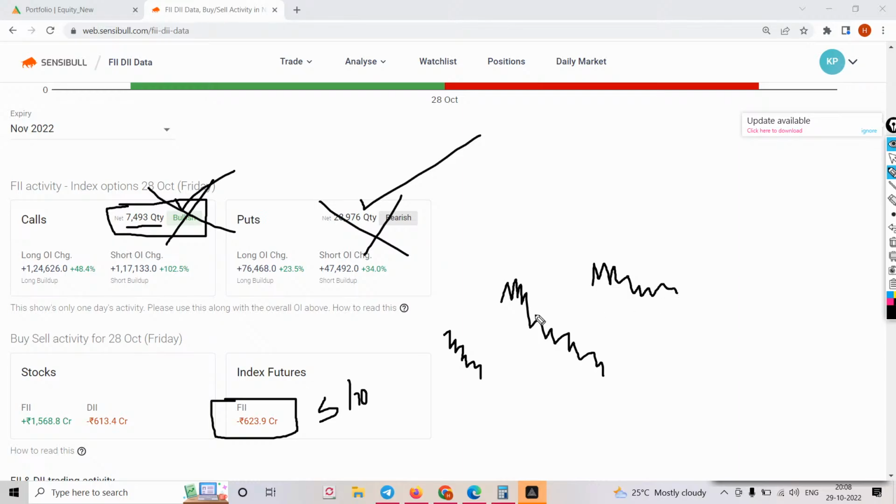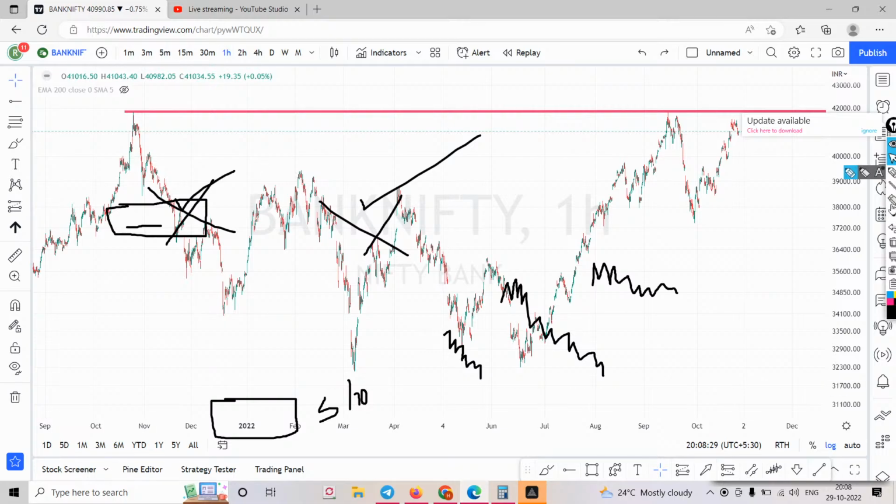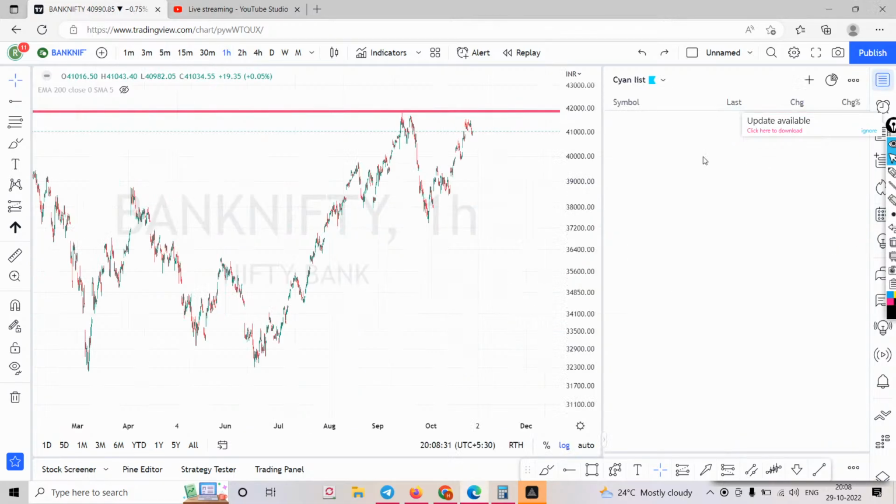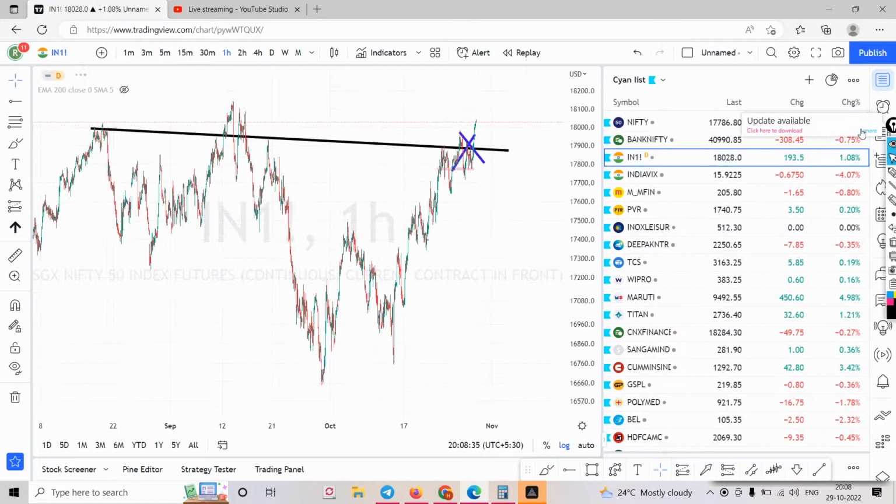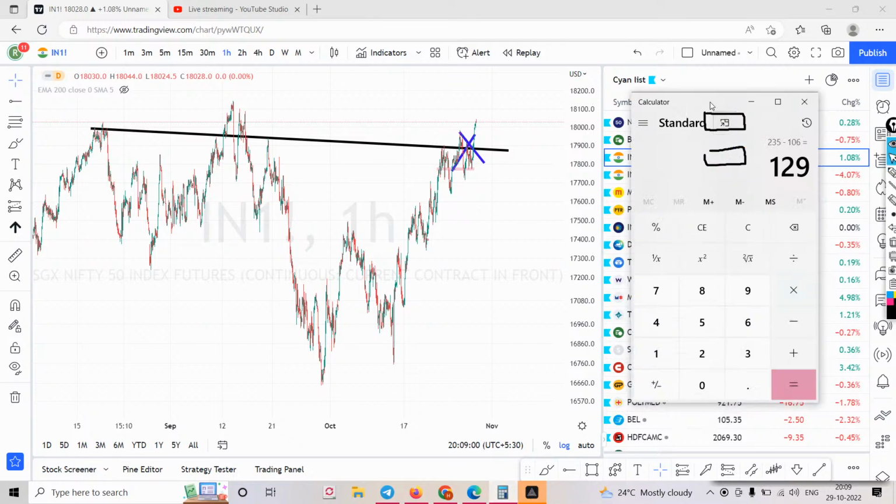Okay, so this is done, and now we have checked the FIIs, we have checked the open interest, so price action is left. So let's check what the SGX Nifty has to say. That is very important, right? I'll take you to SGX Nifty, but I'm not sure why SGX Nifty is showing static, whether it is off or not. But looking at this screenshot, SGX Nifty is 1% positive when compared to our Nifty. Nifty closed at 17,786, but SGX Nifty is at 18,028.